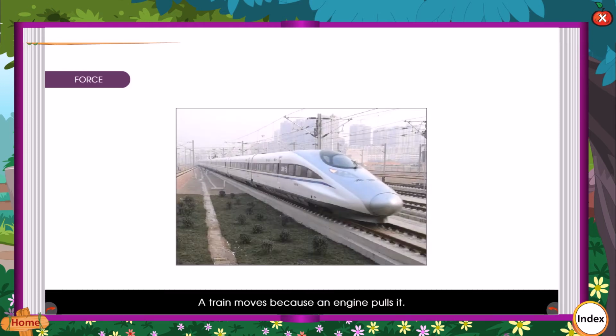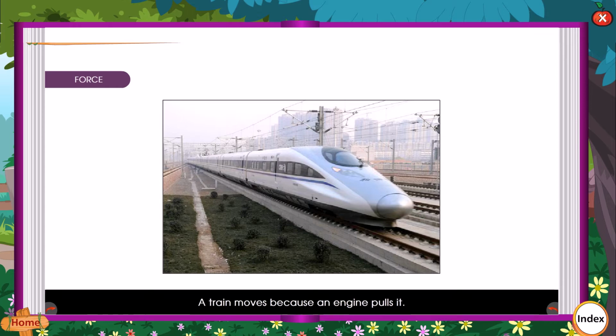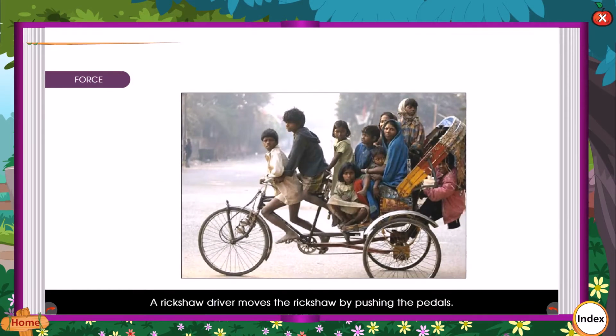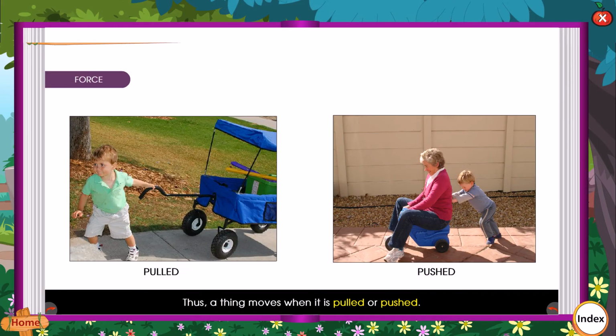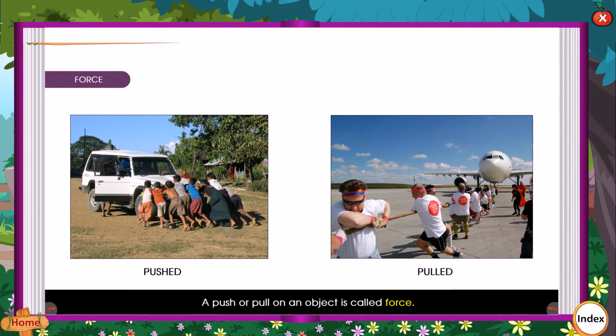Force. A train moves because an engine pulls it. A rickshaw driver moves the rickshaw by pushing the pedals. A lawn mower is pushed across a lawn to cut the grass. Thus, a thing moves when it is pulled or pushed. A push or pull on an object is called force.